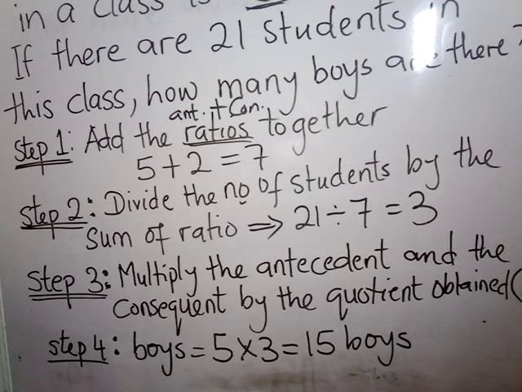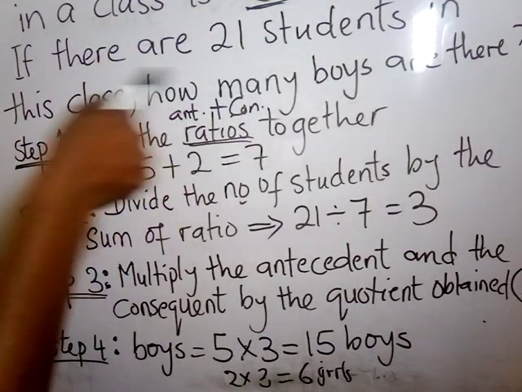If you want to check if your answer is correct, also calculate the number of girls using this formula. You know it's 3 you're going to use to multiply the antecedent and consequent, so also use the 3 to multiply the 2. Even though in the question we are not actually looking for the number of girls, just to be sure, you can just do 2 times 3. And that gives us what? 6 girls.